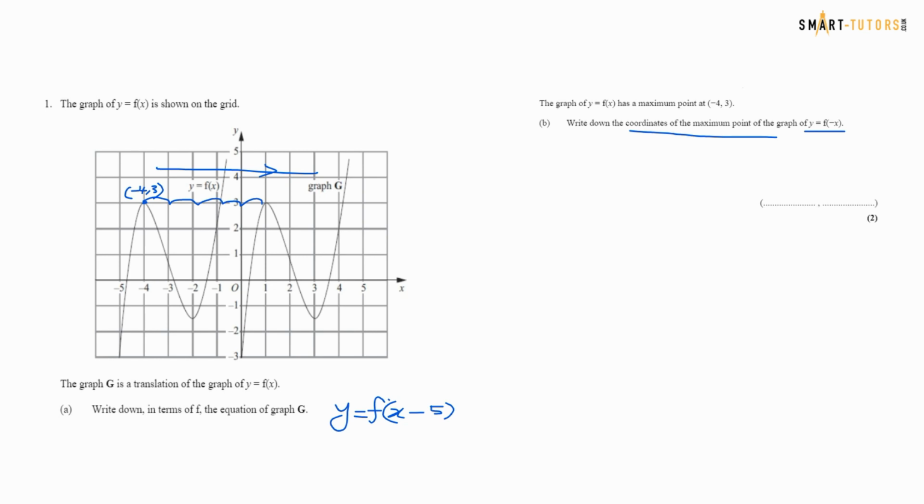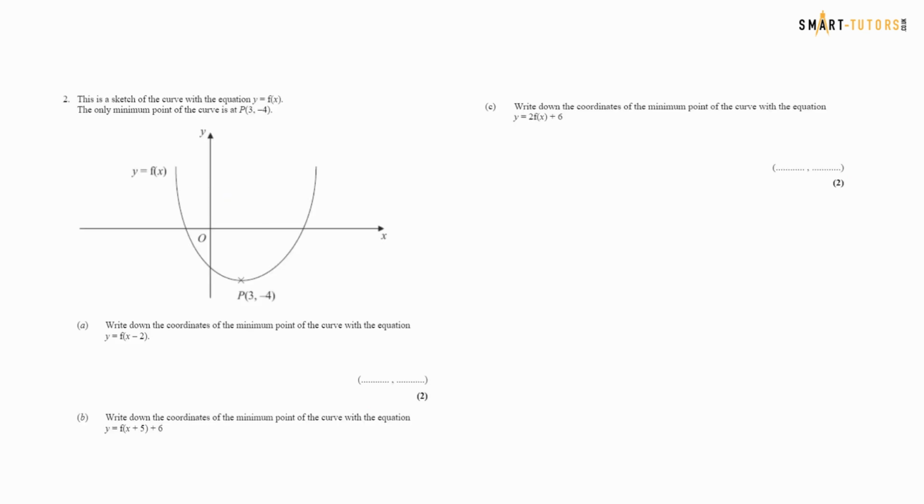F of minus x, we studied in the theory, it's going to be a reflection on the y-axis. When you reflect a graph on the y-axis, the y coordinate is not going to change. The x coordinate is going to change from minus 4 to plus 4. That is the answer. So reflection on y-axis, y coordinate not changing, x coordinate changing from minus 4 to plus 4. That is the answer.